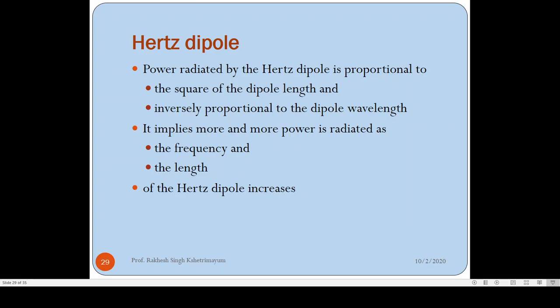So the larger the size of the antenna, the more power is radiated from the antenna. Our Hertz dipole was a small current carrying element. The power radiated from this Hertz dipole is very small. Second thing is that the power radiated is inversely proportional to the square of the wavelength.